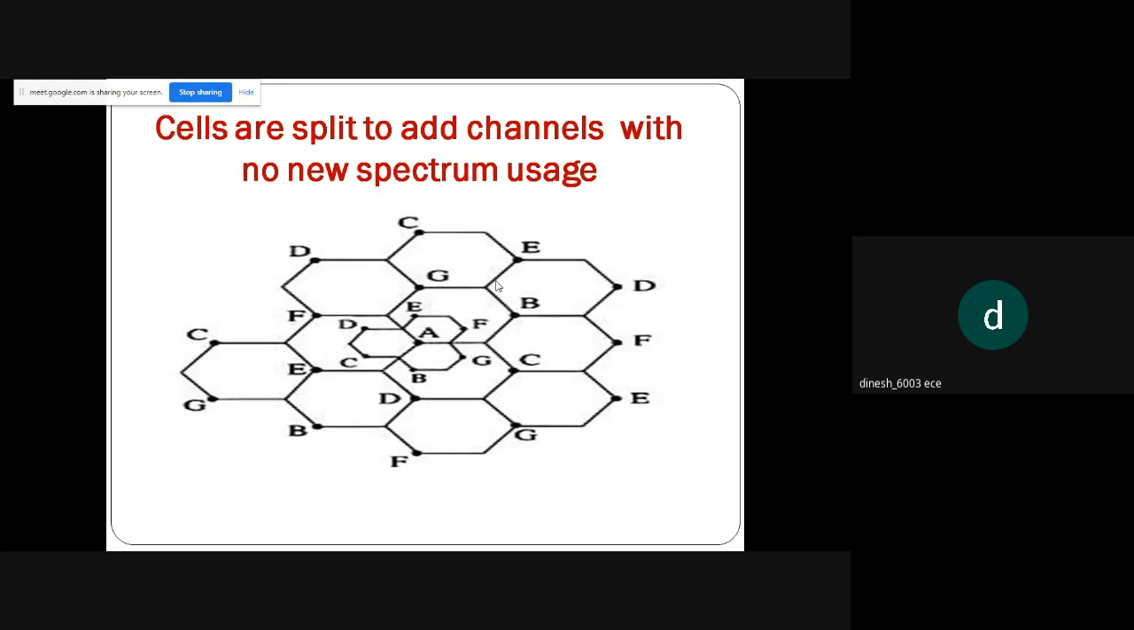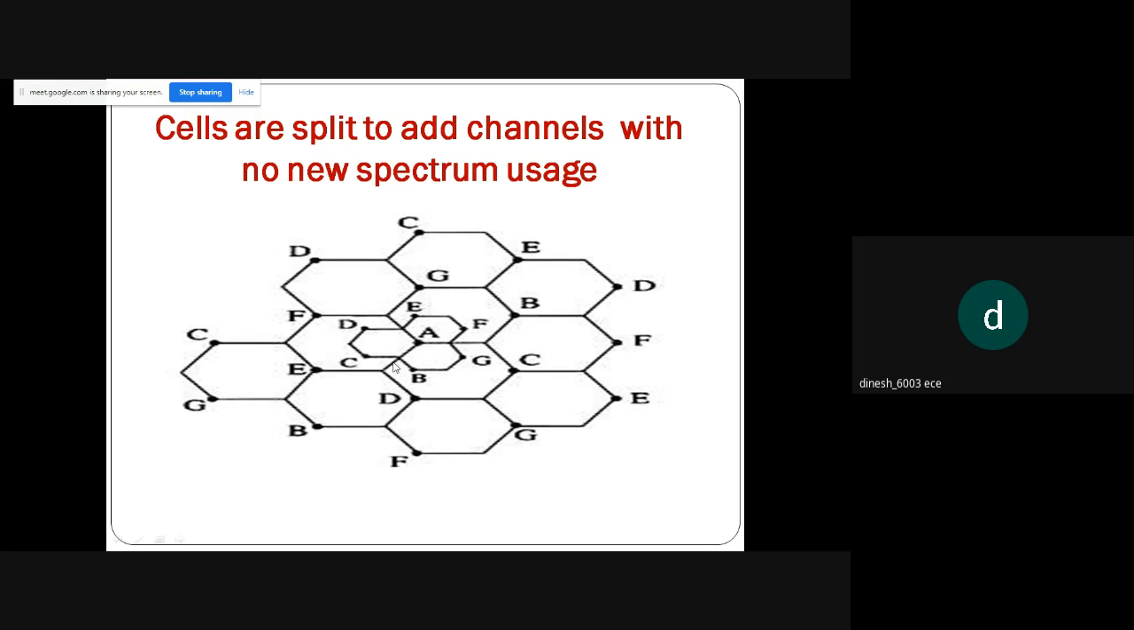You can see that cells are split to add channels with no new spectrum usage. Without the need of additional spectrum, we split them into small cells. So we have the same cells; you can see C, G, E, F, and it goes on. This is the entire cell. Now you see that in between there are 3 cells. Here there is more traffic.